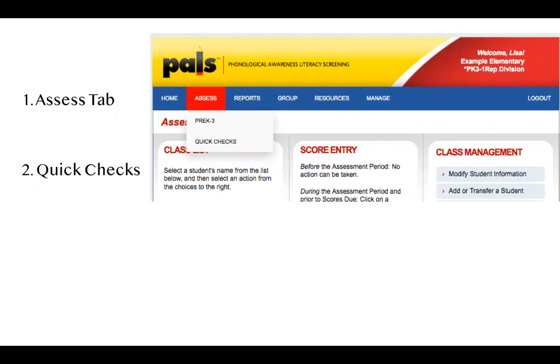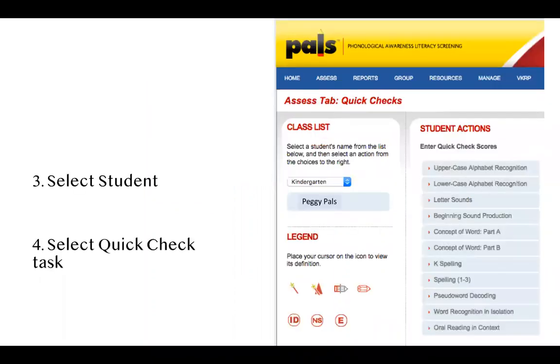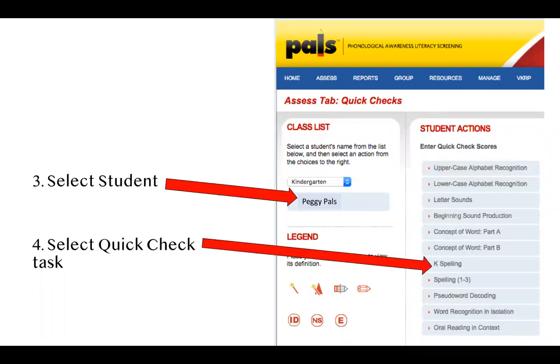So where to go with quick checks? You would go to your assess tab, and instead of pulling down to pre-K 3, which you're probably used to doing, go to the second one, go to quick checks. And then from there, you simply select the student. In this example, Peggy PALS is going to be taking a quick check on kindergarten spelling. So then you just select the task you want to give and move forward with giving it.